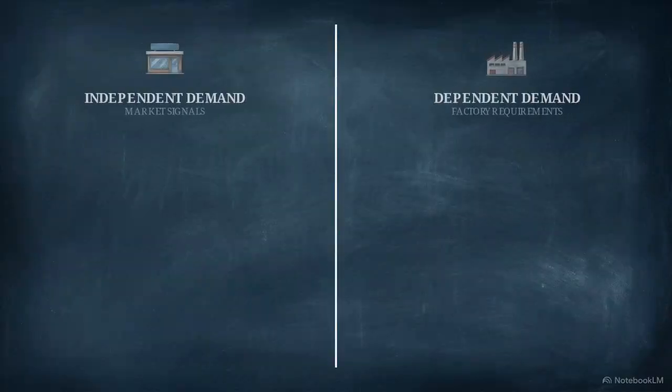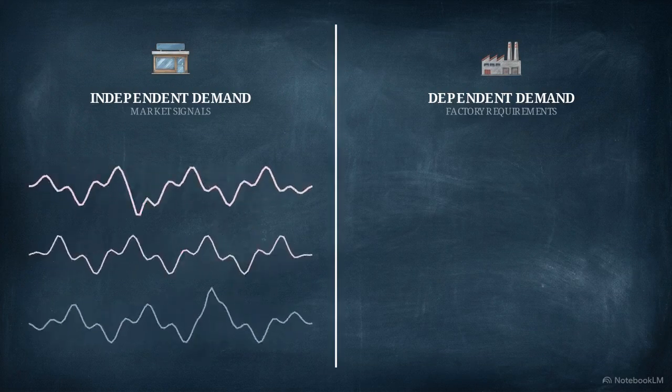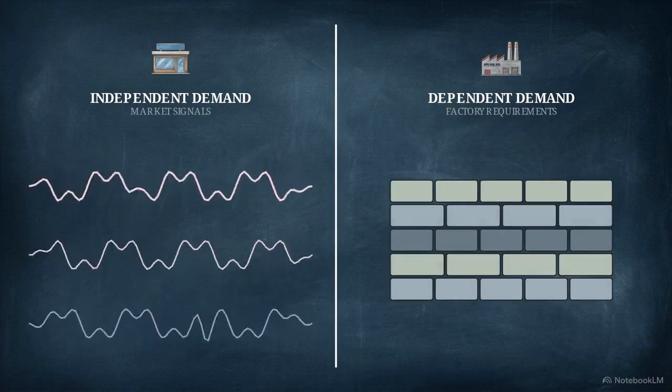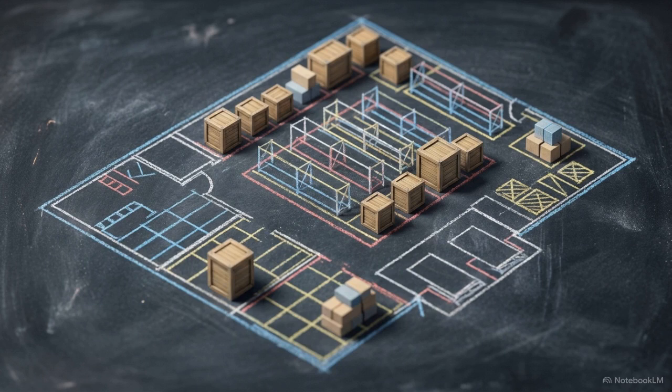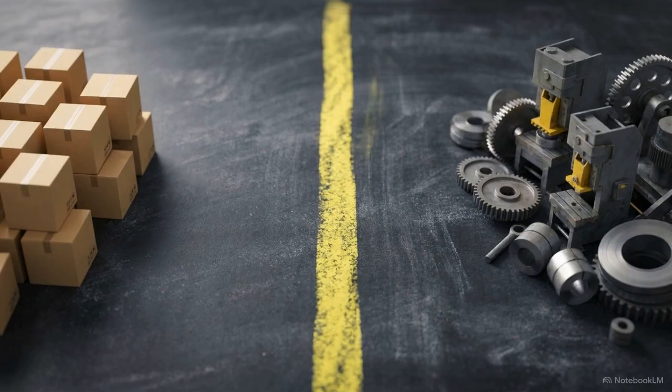We have to definitively separate unpredictable market signals from internal factory requirements. This brings us to a core concept in operational planning: independent demand. Correctly identifying and classifying this specific type of demand is the prerequisite for accurate inventory control and capacity planning. Demand classification is a rigorous mathematical boundary that dictates exactly how a supply chain allocates its capital and resources.